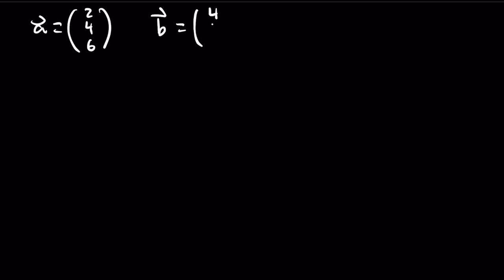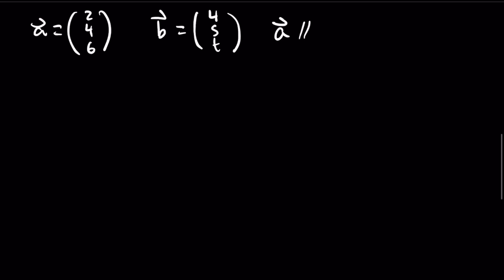Now, let's look at a different type of problem. Let's say we're given two vectors. Let's say vector A, which is equal to 2, 4, 6. And let's say we have vector B, which is 4, s, and t, which are two variables we don't know. And let's say that the question tells us that vector A is parallel to vector B. How can we find the value of s and t?